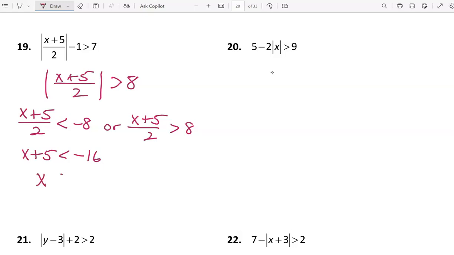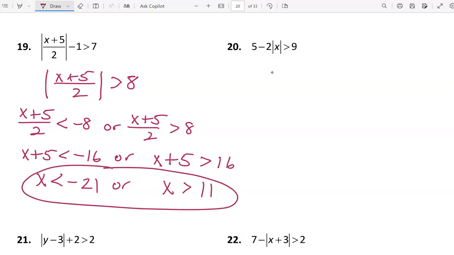Multiply by 2 and subtract 5. Bring down those ors in between. By the way, you need the word or for your solution to have its full meaning. So we need to have that connector word, if it is indeed an or statement. Let's multiply by 2 here and subtract 5. There's our solution set, the x's that are less than -21 or greater than 11.